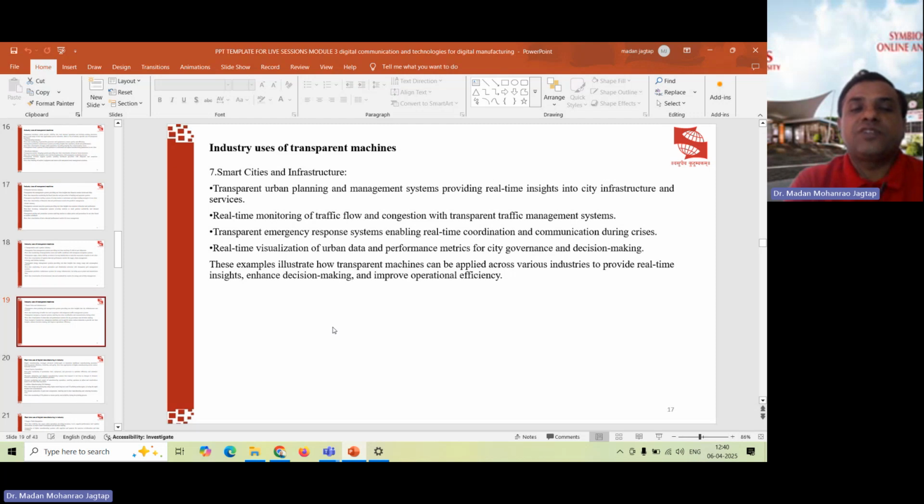So real-time visualization of urban data and performance metrics for city governance and decision making. So these are the examples that illustrate how transparent machines can be applied across the various industries to provide real-time insights, enhance decision making and improve operational efficiency.